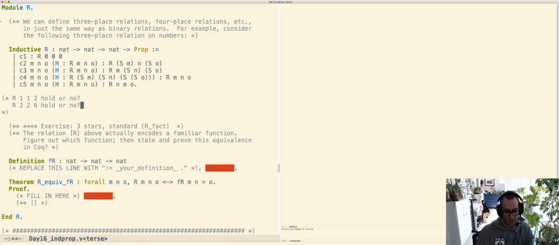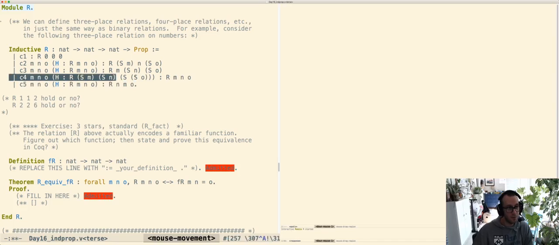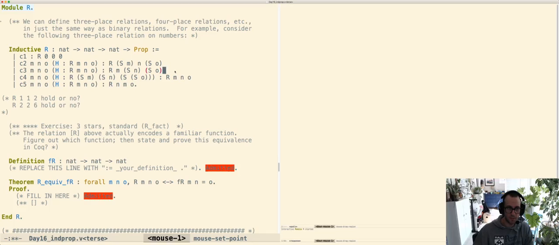Another question that you can ask, a set of questions that we've asked in the past, would be, which of the constructors do you need? Do you need C5? If you removed C5, would that be the same relation? Because that might help you understand what's going on. If you removed C4, would that be the same relation or no? Because that might help you understand what's going on. Do you need both of C2 and C3? Tough to say. Hard to know what's going on.